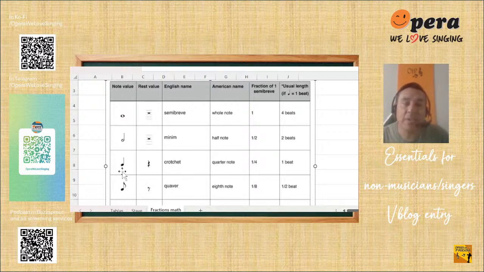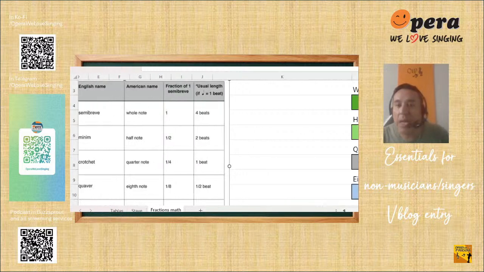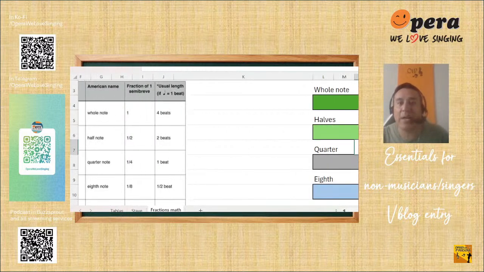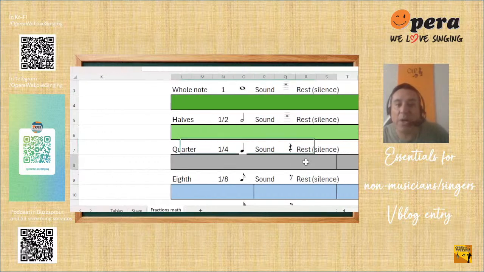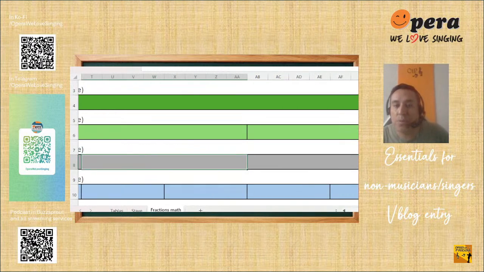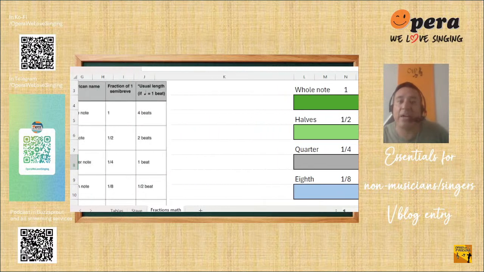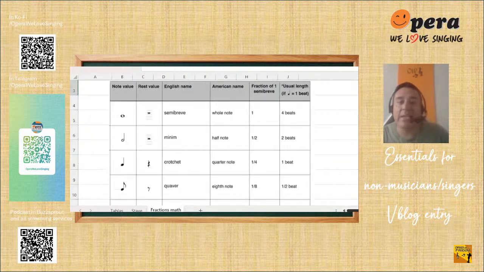Now, notice that the difference is that the circle here was white on the inside. The quarter is fully black. So a fully black circle with a stem is a quarter. How many quarters are there in one? Certainly there are 4. And that's why you count 1, 2, 3, and 4, because obviously there are 4 quarters in one. That's where it comes from.